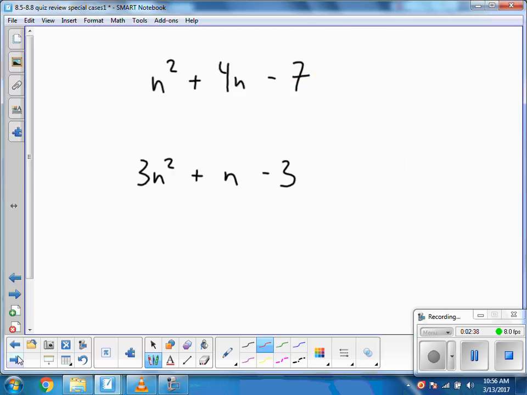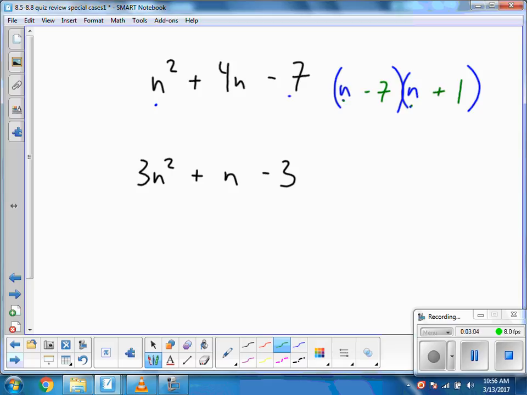Okay, when I look at these here, I'm going to do a couple things. I'm going to try guess and check first. Guess and check will tell me that I know it's going to be n times something. So n times n is going to get me n squared. So that's set. And I'm trying to get what times what is going to get me to negative 7. My only option is negative 7 and 1. Those are my only options. Okay, let me check this out.